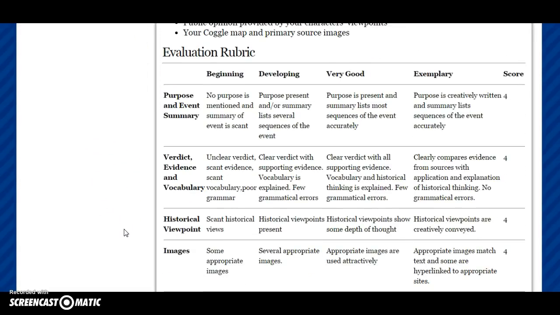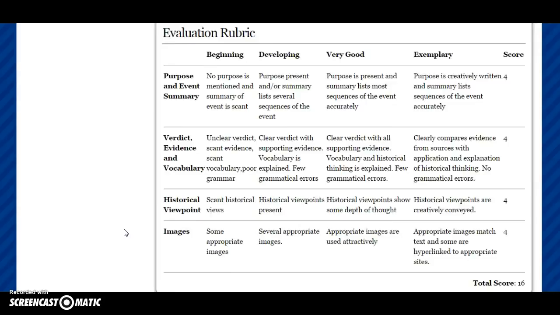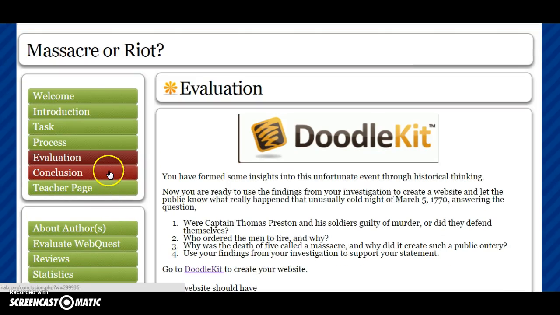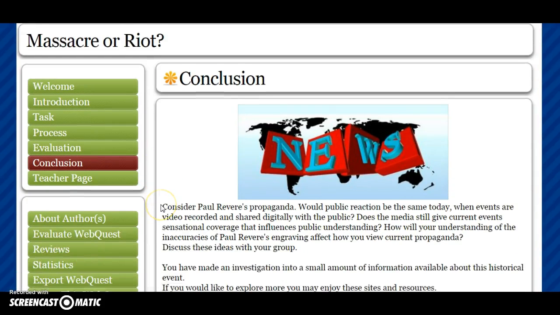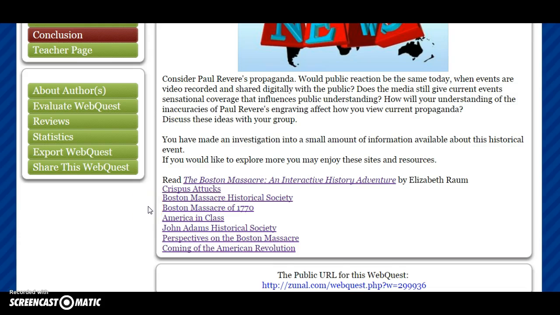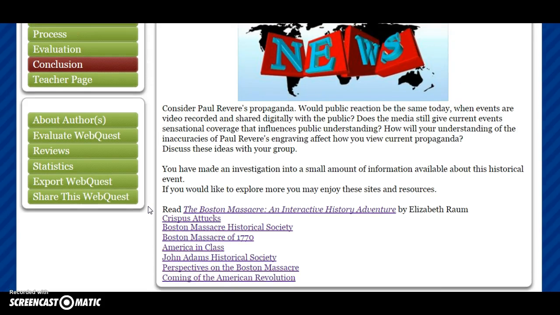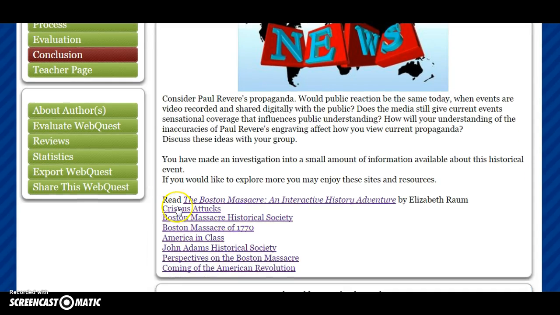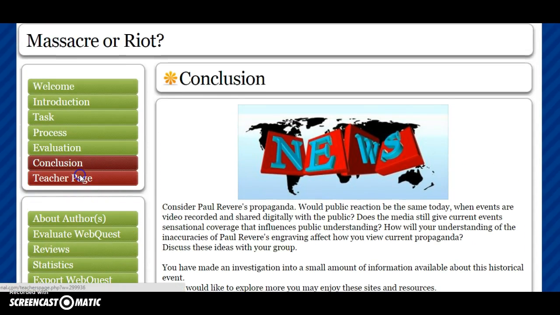And here's my first ever rubric. In the conclusion, I asked students to bring the ideas of propaganda and primary source into their current life with their technology, and how would it be different if that same event were to happen today. And then there are more sites to look into.